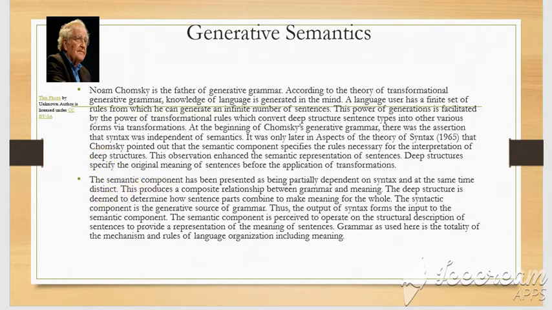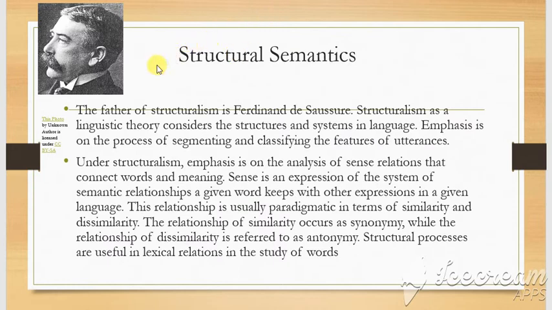Then we have the next approach, the structural approach, which was developed by Ferdinand de Saussure. They considered the structure and the system in language as the basic component. Emphasis in this approach is on the processes of segmenting and classifying the features of utterances. The relationship is usually paradigmatic and based on similarity and dissimilarity.